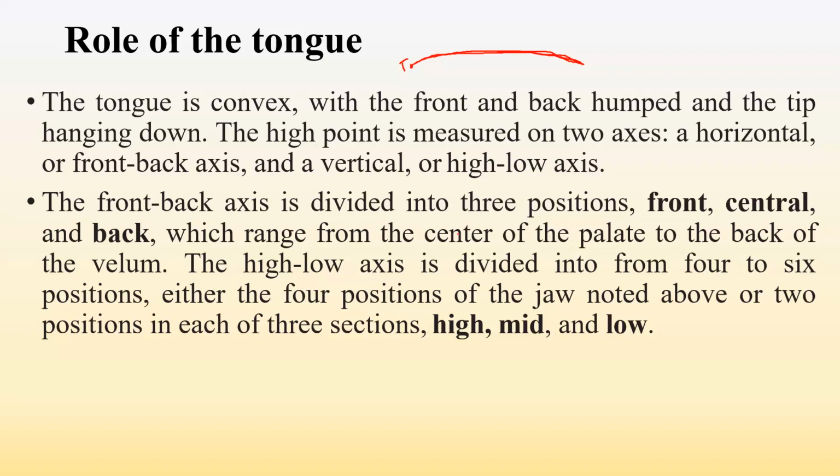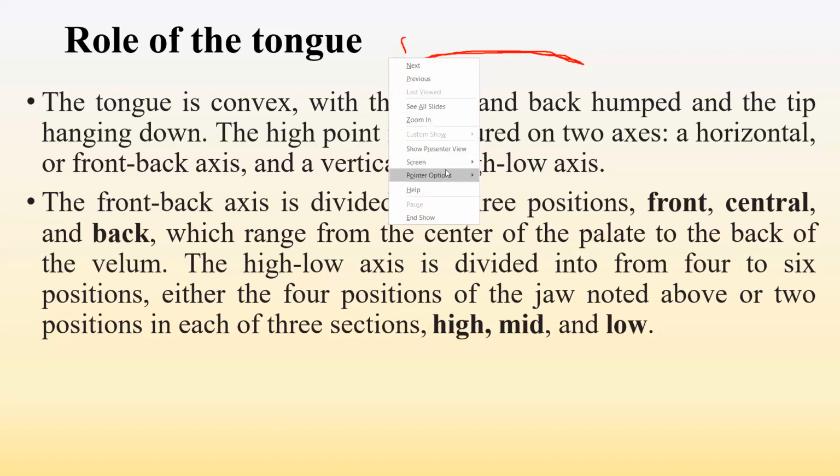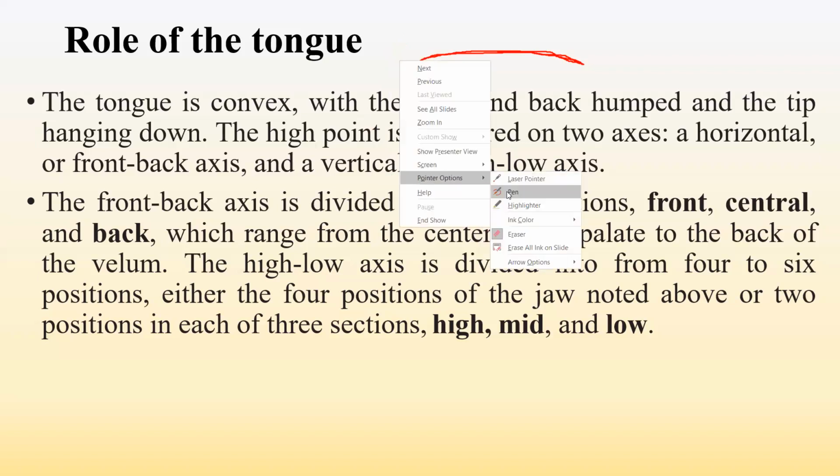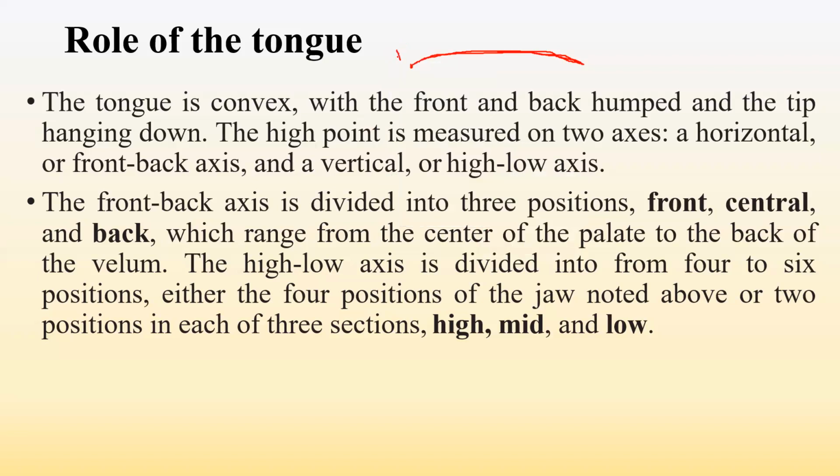The front-back axis is divided into three positions. So actually, this is the front area. Okay, just forget about it because I'll erase it. This is the front part, right? And this is the back part of the tongue. So the front-back axis is divided into three positions, front, central, and back. So it is like this, the whole tongue.